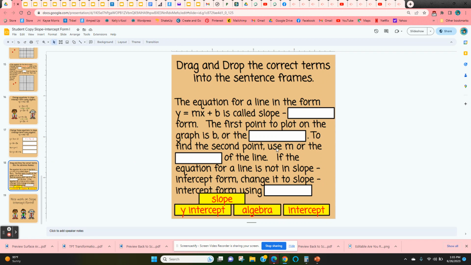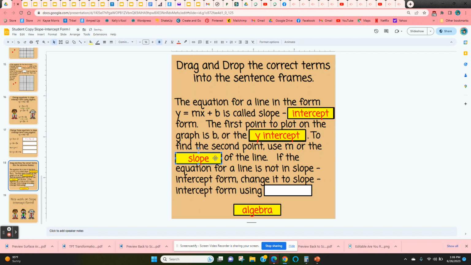On the final slide, they're going to be using sentence frames, and they're going to put the correct term in the correct box of the sentence frame. All they have to do is click and hold, and they can move these into place. The equation for a line in the form y equals mx plus b is called slope-intercept form. The first point to plot on the graph is b, or the y-intercept. To find the second point, use m, or the slope. If the equation for a line is not in slope-intercept form, change it to slope-intercept form using algebra.